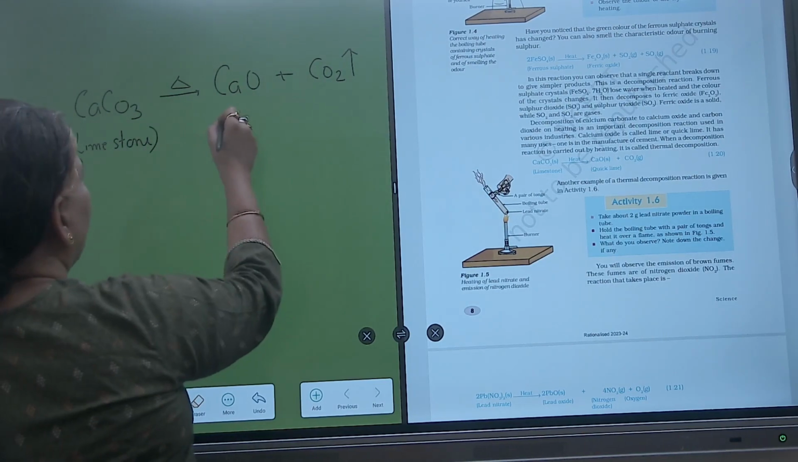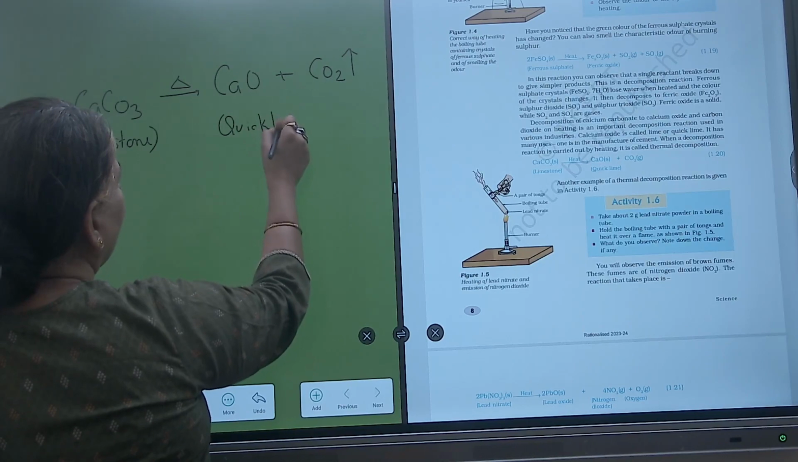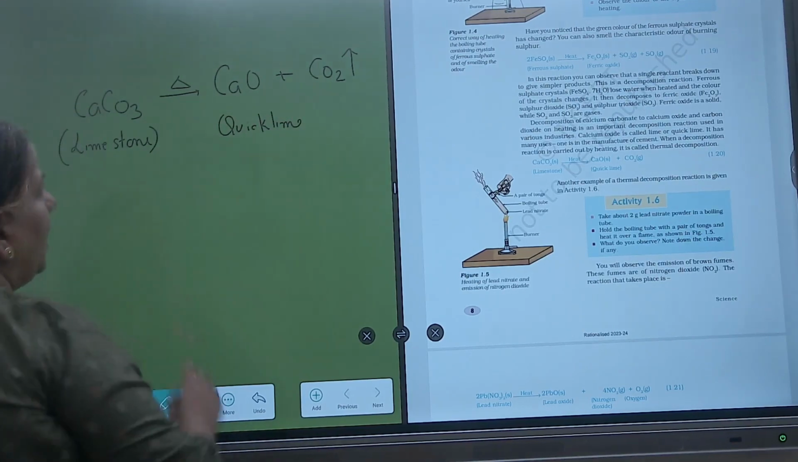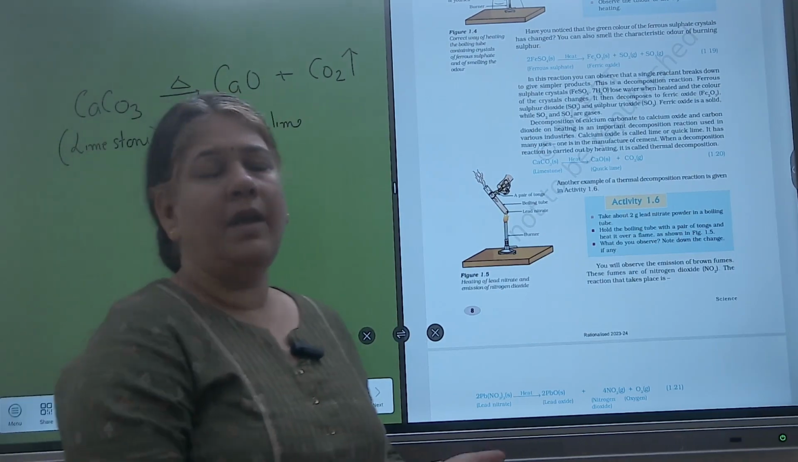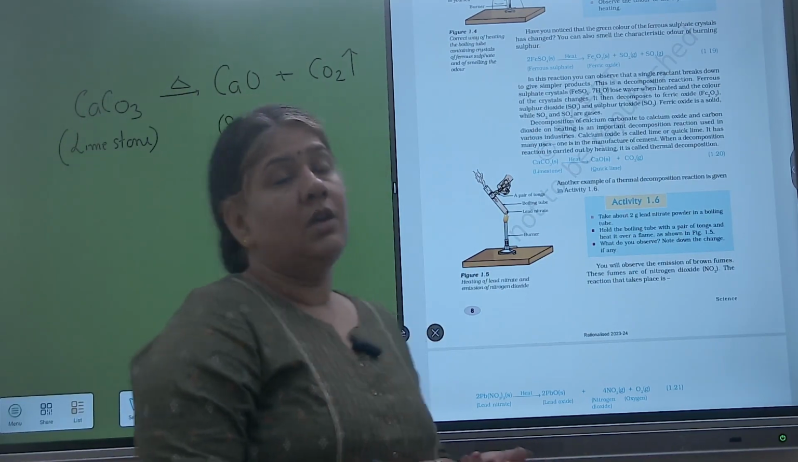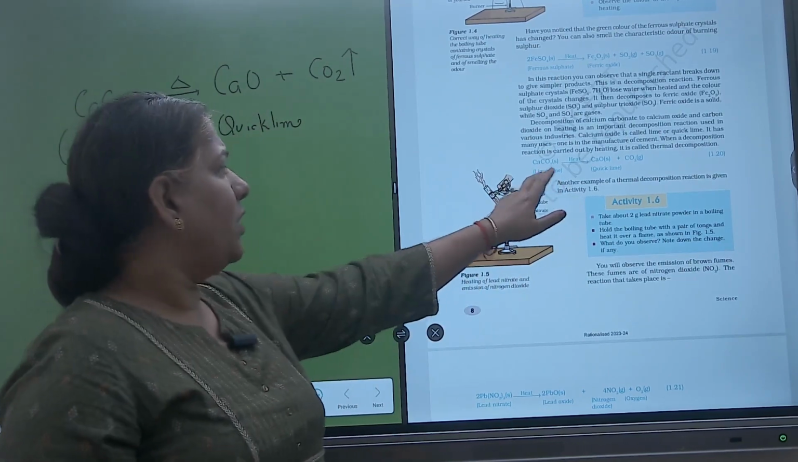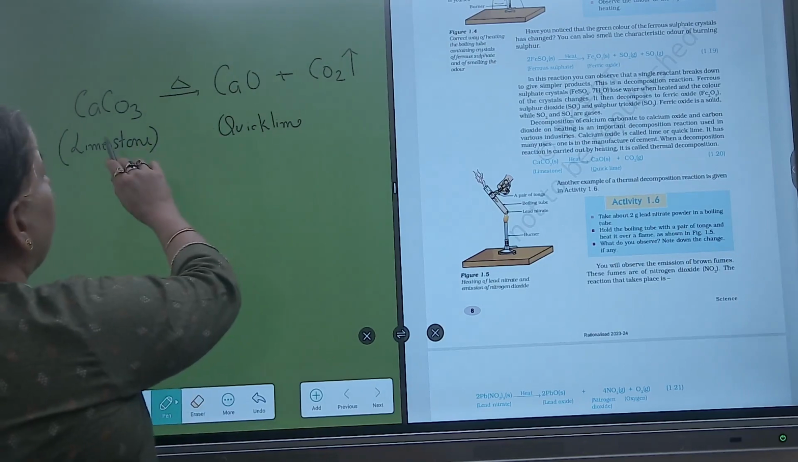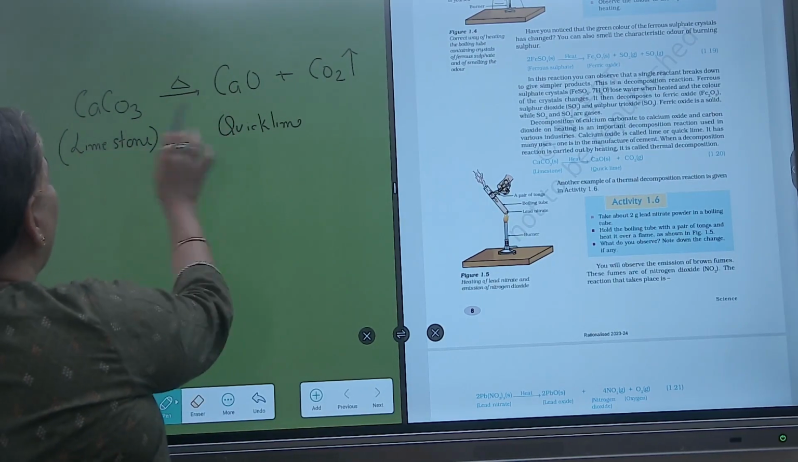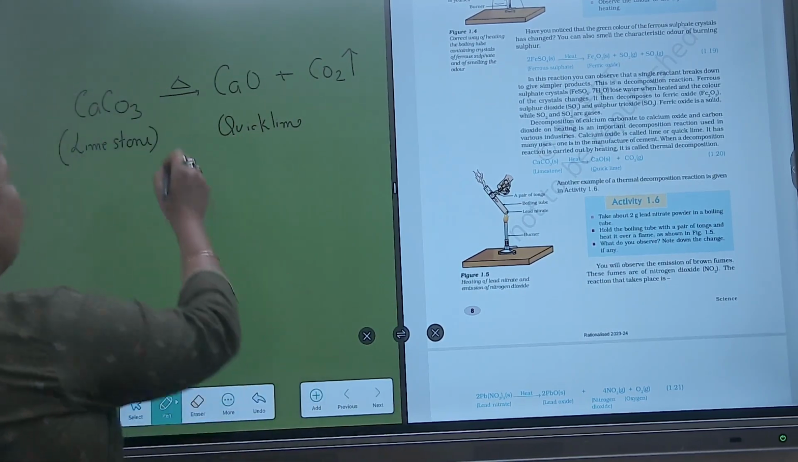Calcium oxide is commonly called quicklime. See, calcium carbonate exists in nature in many forms like marble, eggshell, chalk. All these are various forms of calcium carbonate, and one of the forms is limestone. Okay, now let's see the balancing part. Calcium 1 atom, carbon. So it is a balanced reaction.